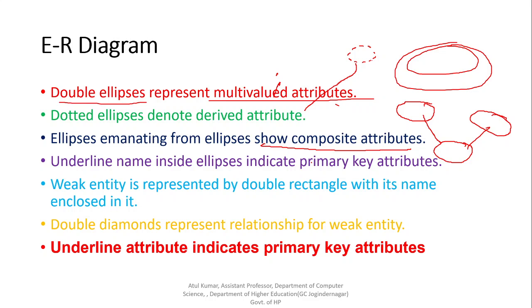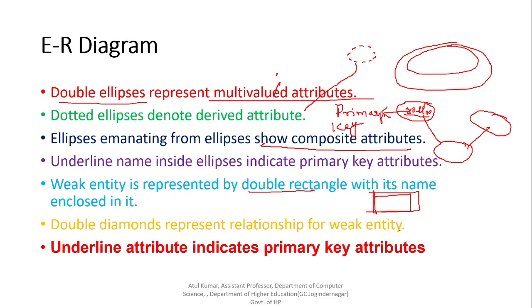Next, an underlined name inside an ellipse indicates a primary key attribute. So if we have something like roll number and it is underlined, this means this attribute is a primary key attribute. Next, the weak entity is represented by a double rectangle. So a weak entity is represented with the help of a double rectangle.